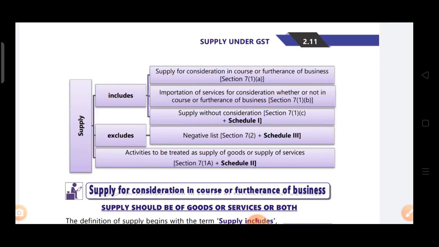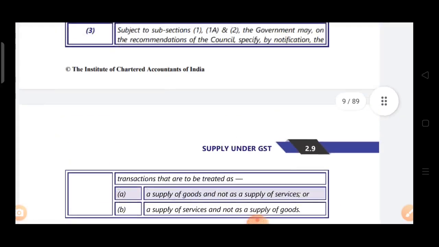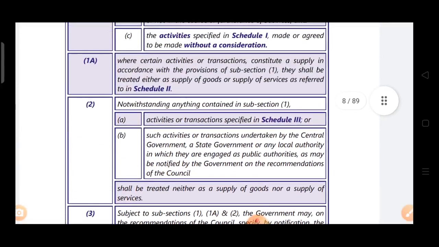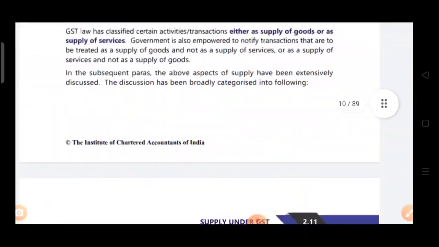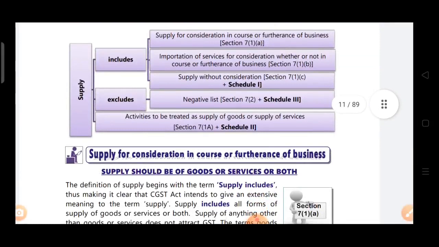Import of service, we have already done; supply in the course of business, then importation of service, and then supply without consideration. So supply includes all these three items. Supply excludes the negative list, meaning the items mentioned in Schedule 3 and Section 7 subsection 2, that is, supply made by the government. See, Section 2, Schedule 3, or such activities or transactions by the government. So supply excludes the negative list, that is Section 7 subsection 2 plus Schedule 3.